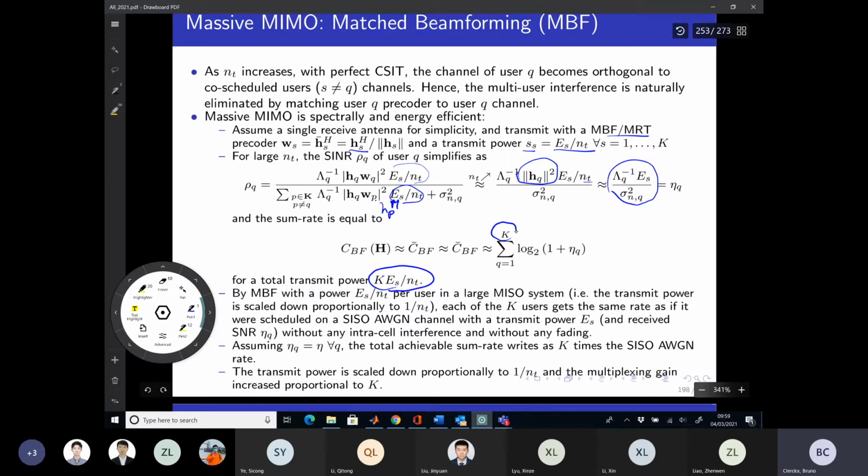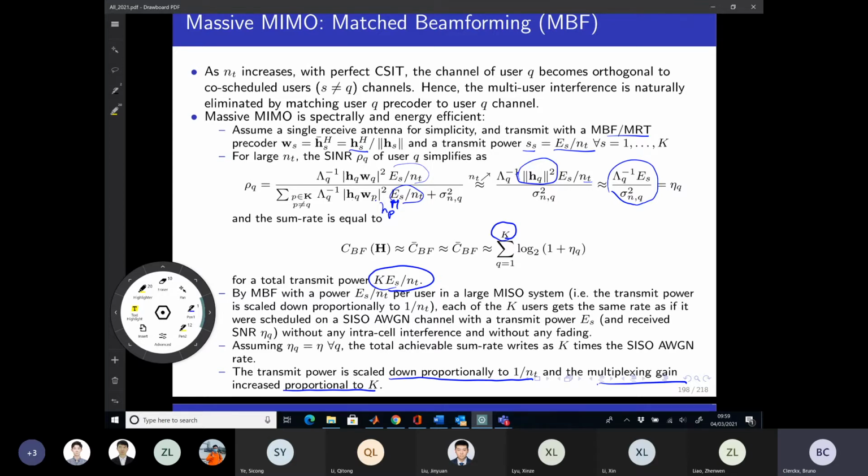So you essentially use a total power that is equal to that. You transmit to K users, and each user will achieve a rate that is the same as if he's alone in the system with a total power allocated to himself, right? So that's where massive MIMO is very useful. In other words, it can scale down the power by a factor of NT, and at the same time, it can have a multiplexing gain that is proportional to the number of users that you scheduled, with K smaller than the number of transmit antennas.